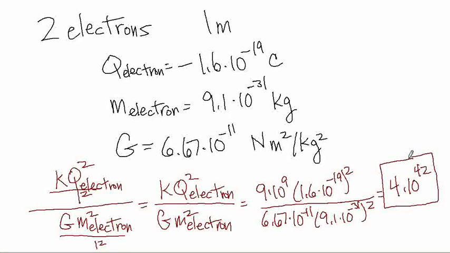Now, let's get a sense of how big of a number that is. So 10 to the 6 is a million, 10 to the 9 is a billion, 10 to the 12 is a trillion. So we have 4 million trillion here. All right, let me say that again. 4 million trillion. That number corresponds to how much bigger the electric force is with respect to two electrons.